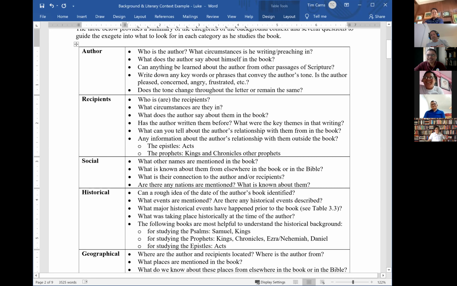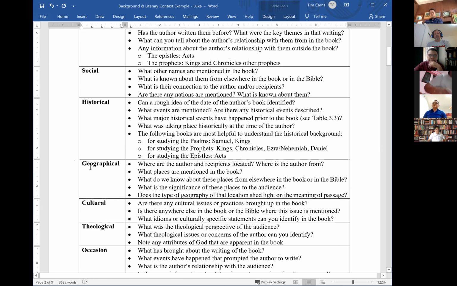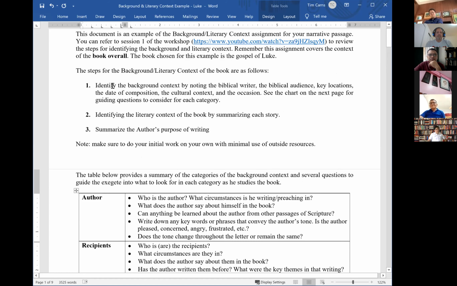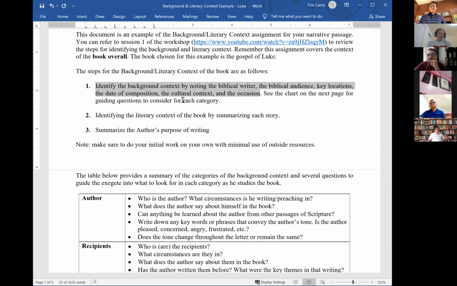And like I said, a lot of this information we've already talked about. So if you go back and look at the lecture discussion and workshop at the first or second session, you can get some of that information. But here, what I want you to do is, for each category, for author, recipients, social, meaning are there other people mentioned in the book? Historical is just at what time period was the book written? Geography, any places mentioned in the book? Okay. So those are the things that I want you to identify in step 1. And again, those questions that I give you in that table just serve as a guide. You don't have to answer every single one. And again, I'll show you an example from Luke here in a minute.